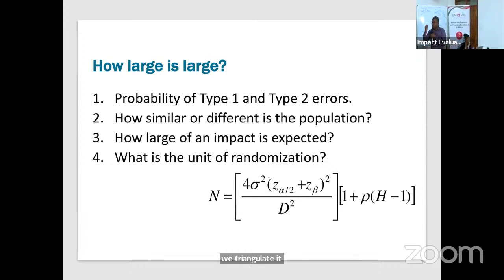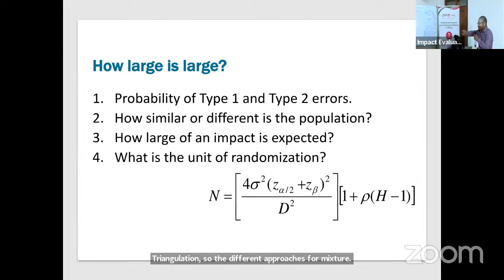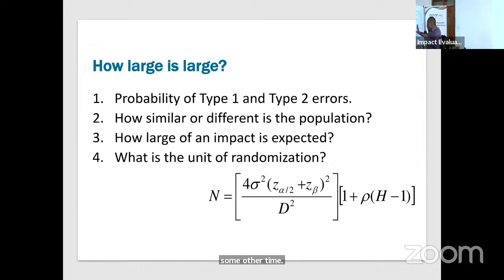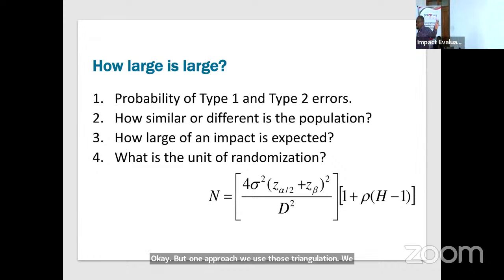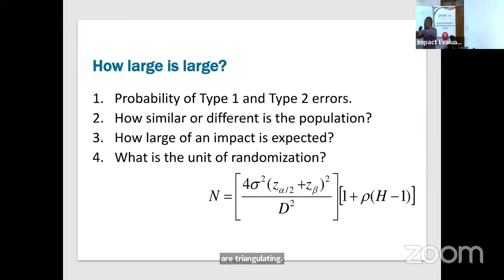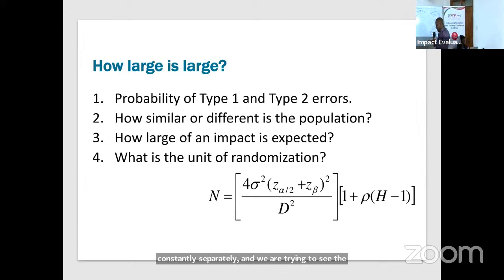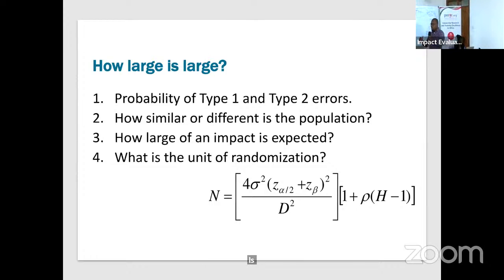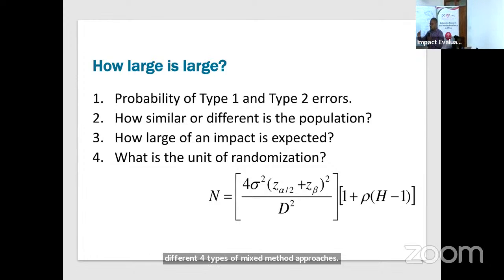Triangulation. There are different approaches for mixed method. I wish I could do that class, but that's another course some other time. One approach we used was triangulation. We have done qualitative separately and quantitative separately, and we are trying to see if the story comes together. There are about 4 types of mixed method approaches. In one, you start with a quantitative study, then do qualitative to confirm quantitative. In another, you do vice versa. In another, you do them concurrently. Are we together?